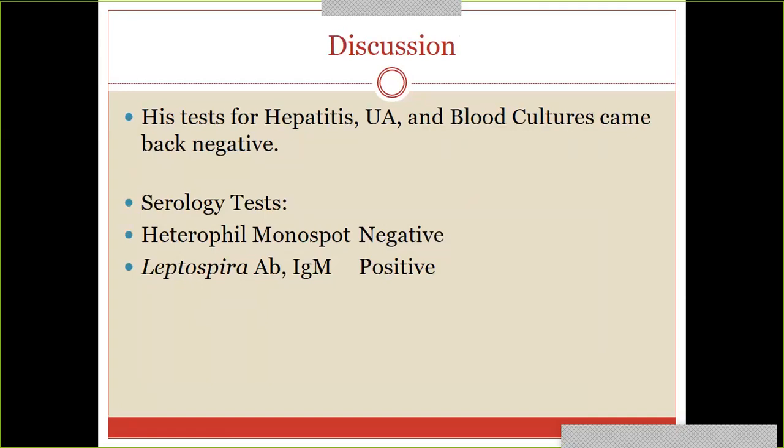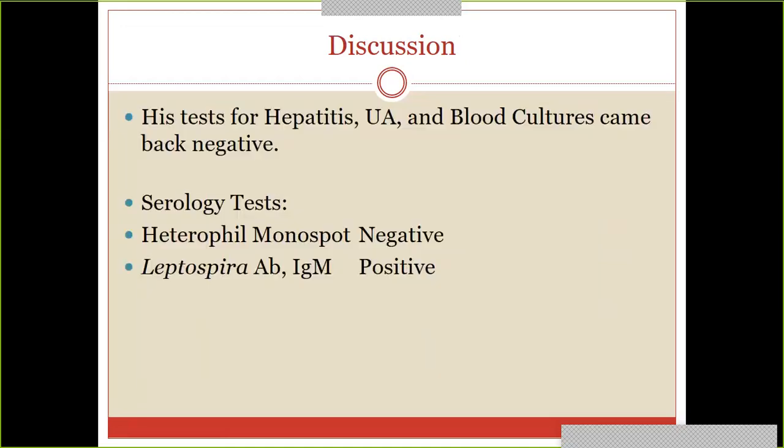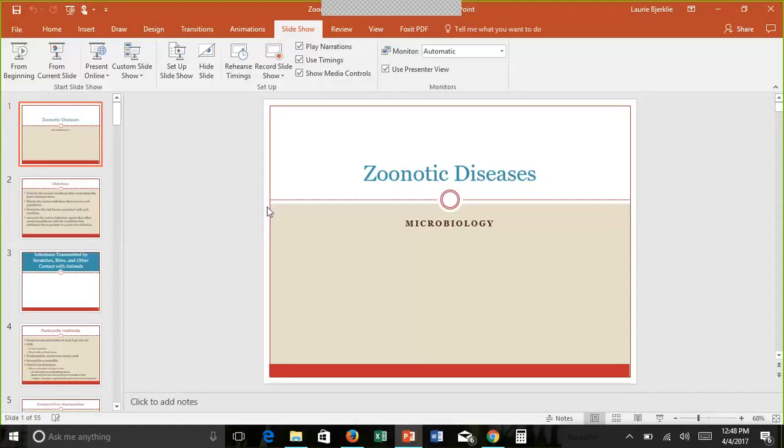They did some serology tests. They did a monospot heterophil antibody test to rule out infectious mono, because mono is known to cause liver results to be wacko. And then here's your answer. Leptospira antibody IgM positive, indicating they do have leptospirosis. The canoeing was a key part of this case study as well. That's where they got it. It was from water, probably contaminated with urine or blood of an animal.